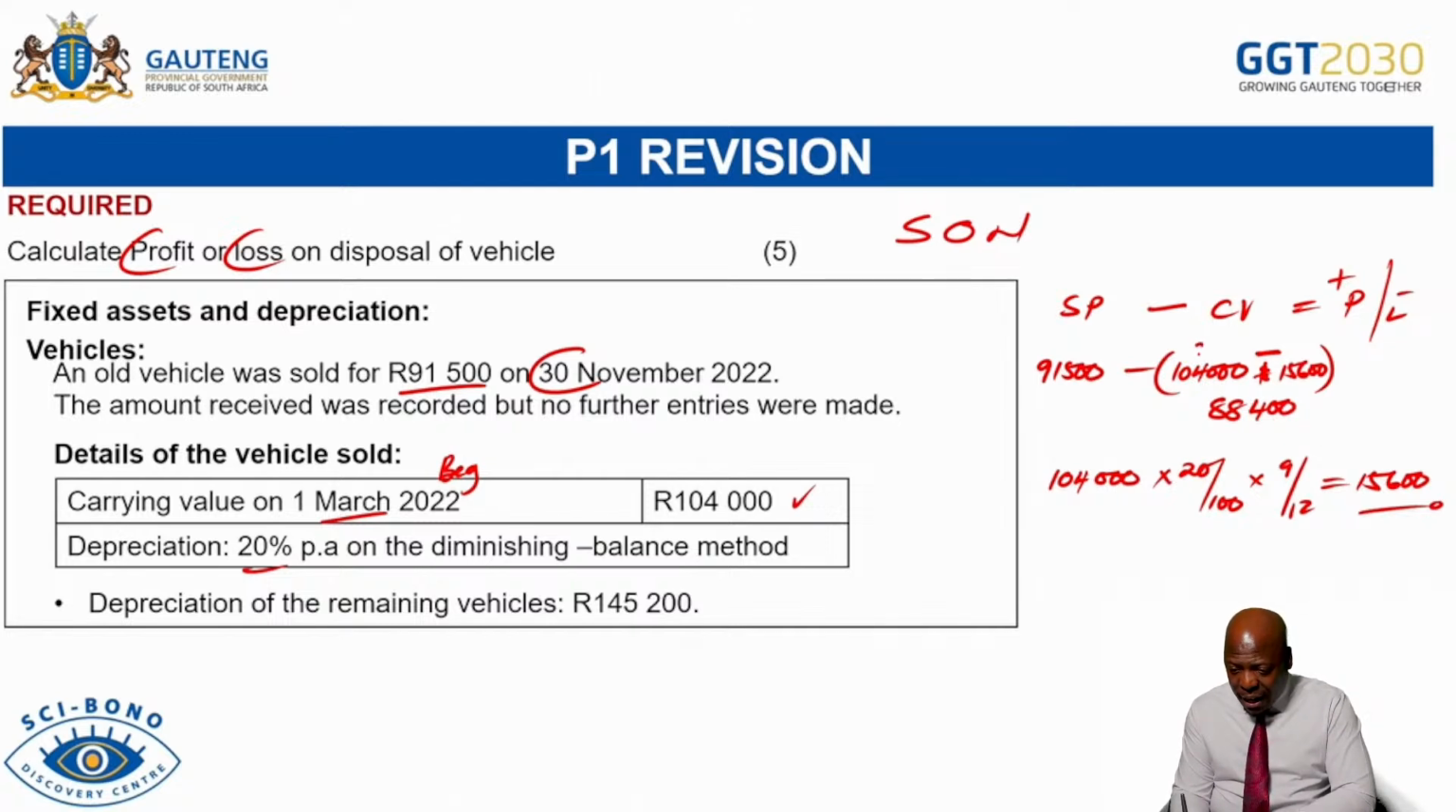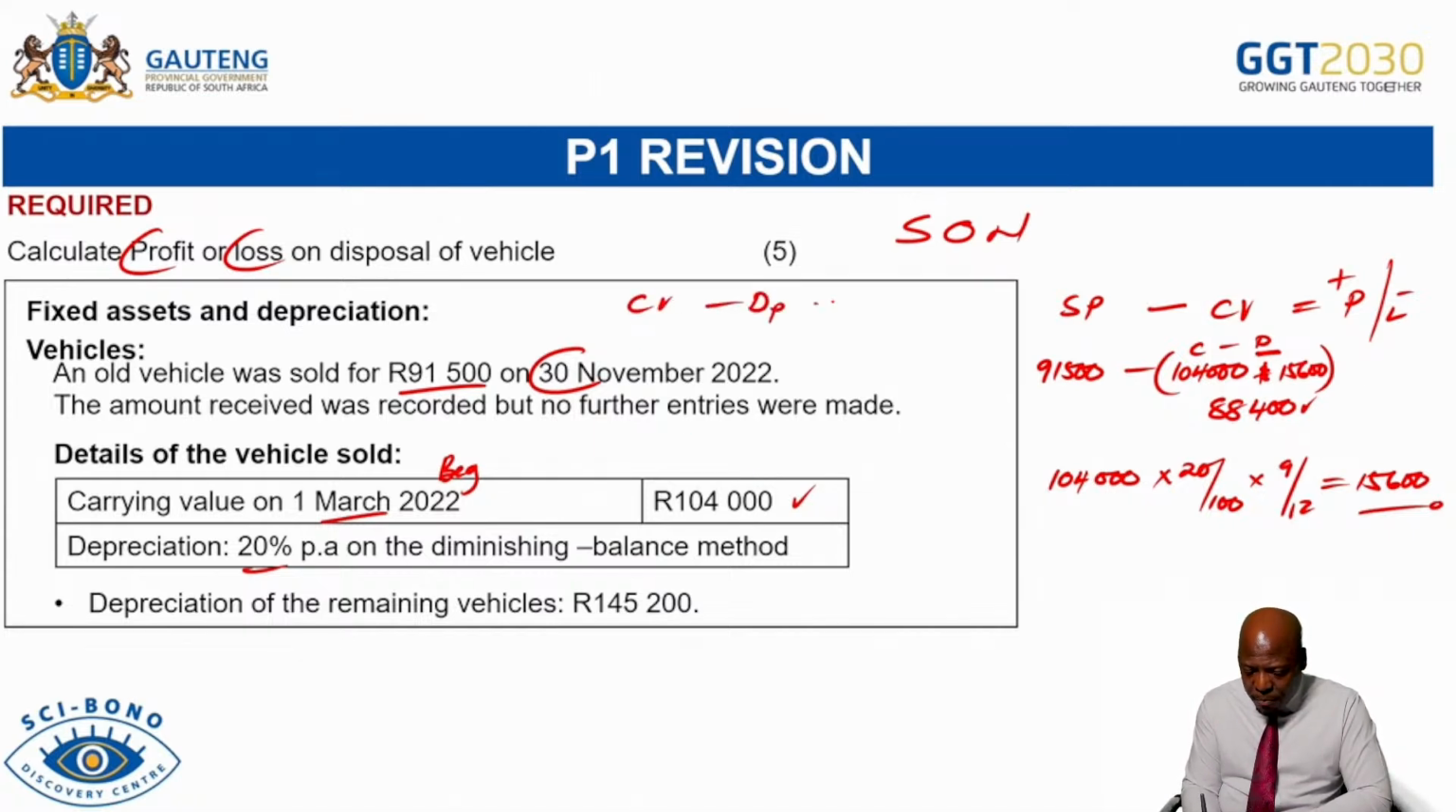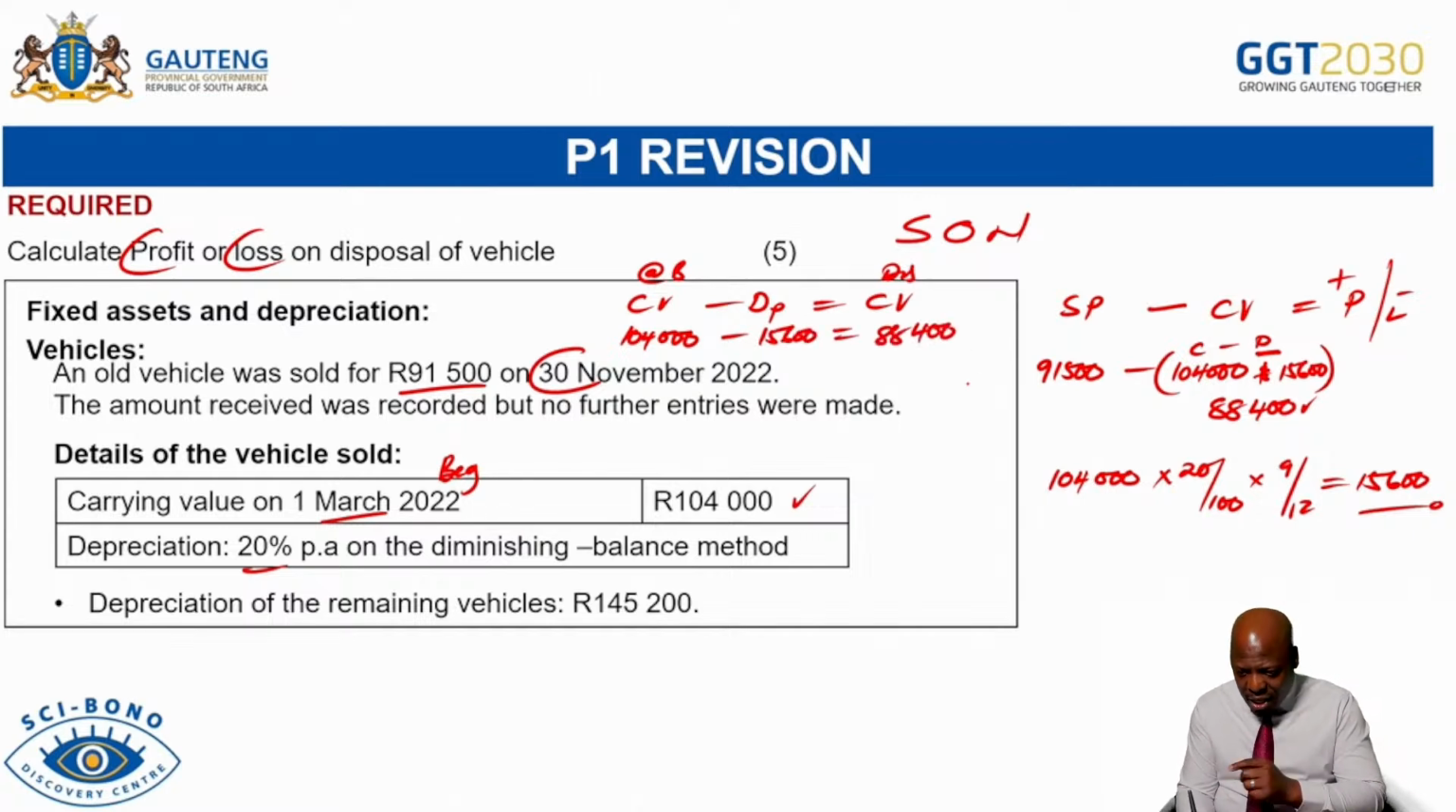So I'm saying my carrying value minus my depreciation gives me my new carrying value, or my carrying value on the date of disposal. Very key to know that carrying value at the beginning minus depreciation gives me carrying value on the date of disposal. So I had 104,000 and I subtracted 15.6, which is depreciation, and it will give me 88,400. That is my carrying value.